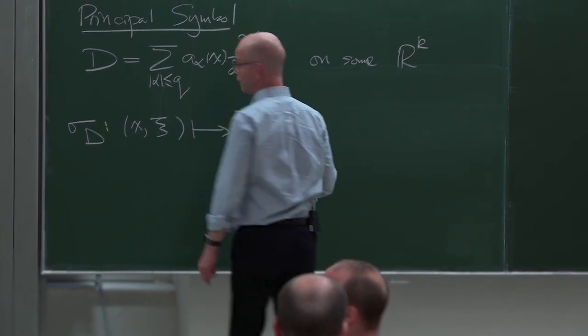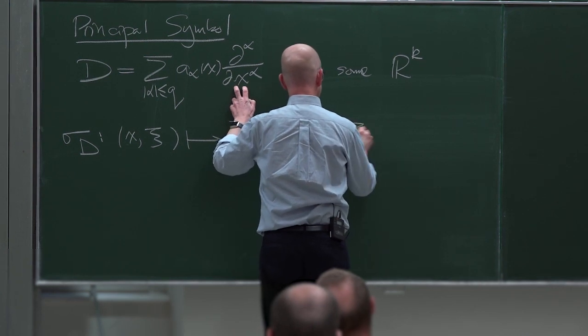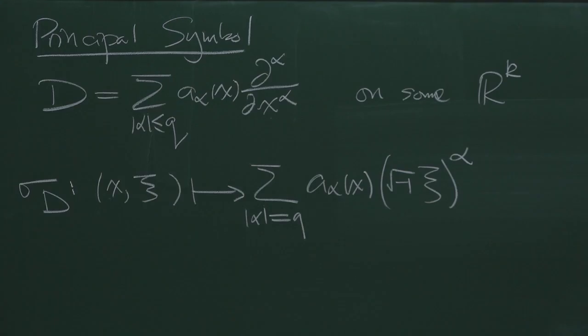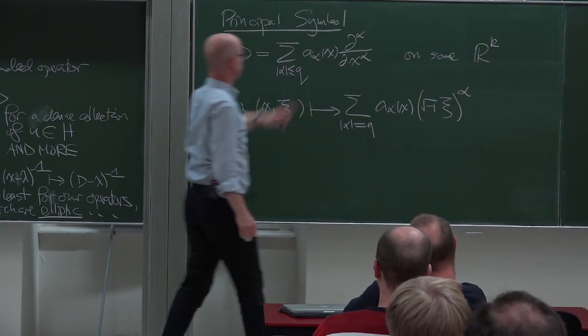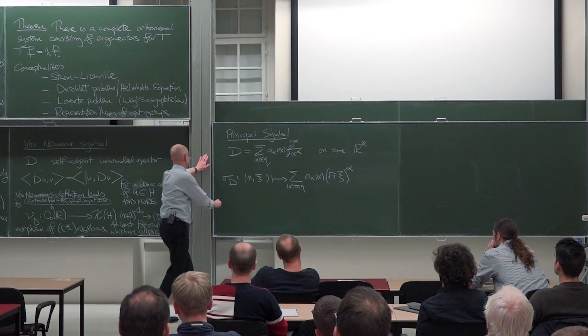And the next thing you do is you make a function out of an operator by, each time you see a derivative, you replace it by a variable xi, and you just do this thing here. There you go. As far as xi is concerned, this is a homogeneous polynomial, but the homogeneous polynomial changes as x moves around, because the coefficients of the homogeneous polynomial are the same as the coefficients of D. That's the principal symbol.